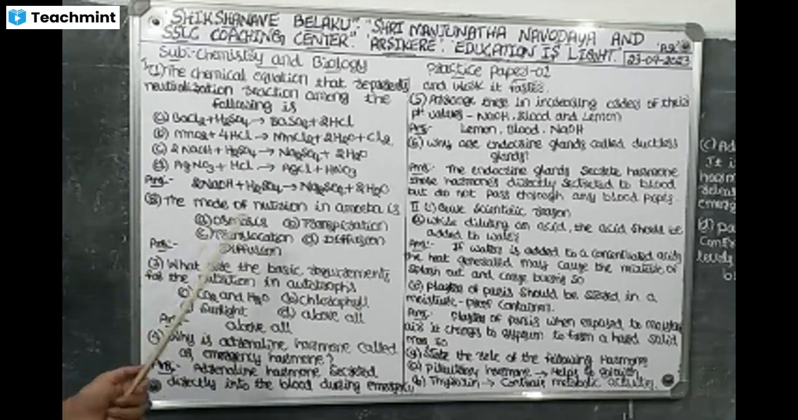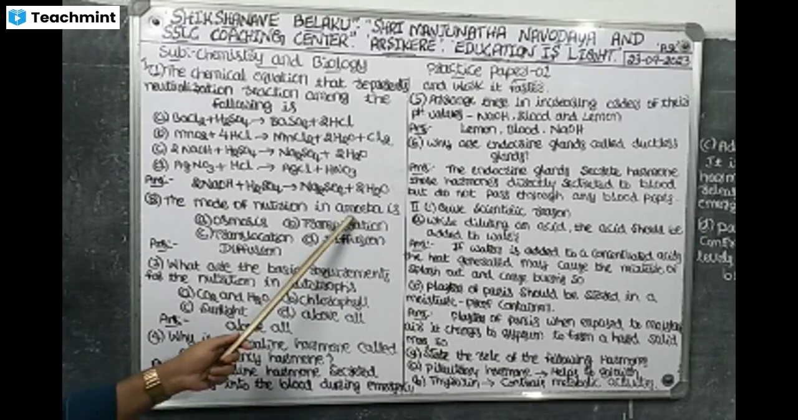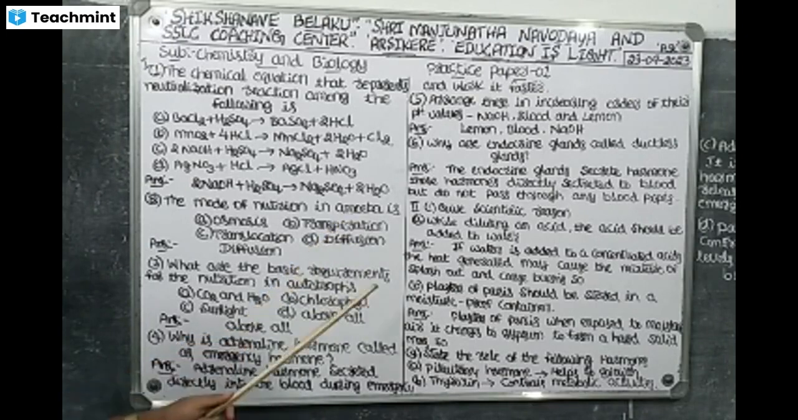The second one: the mode of nutrition in amoeba is option A osmosis, option B transpiration, option C translocation, option D diffusion. We know that amoeba is a unicellular organism, so it will take in food or release waste products through a diffusion process. Diffusion means molecules move from higher concentration to lower concentration. So option D is the right answer.